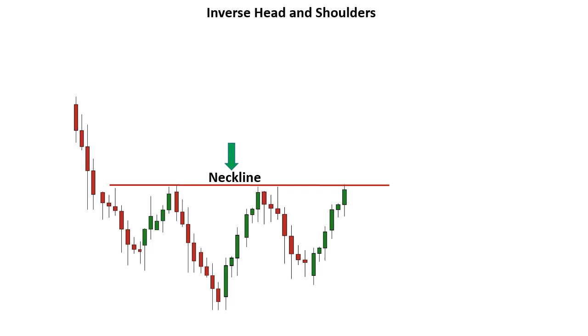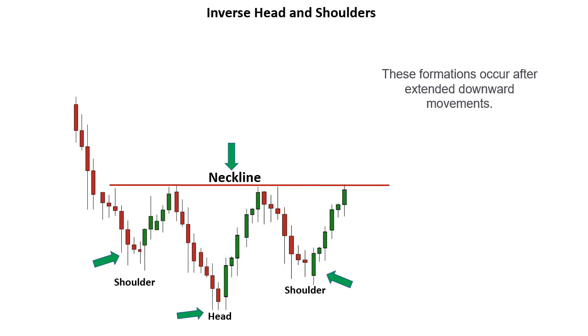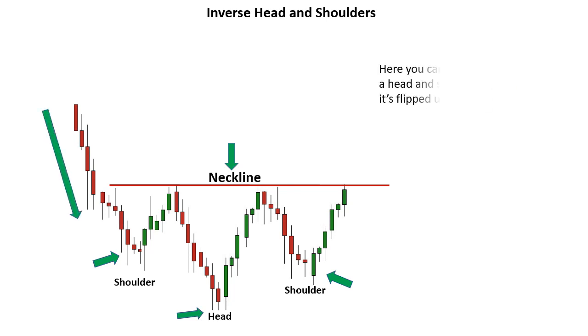Inverse head and shoulders. The name speaks for itself. It is basically a head and shoulders formation, except this time it's upside down. A valley is formed, the shoulder, followed by an even lower valley, the head, and then another higher valley, the shoulder. These formations occur after extended downward movements. Here you can see that this is just like a head and shoulders pattern, but it's flipped upside down.